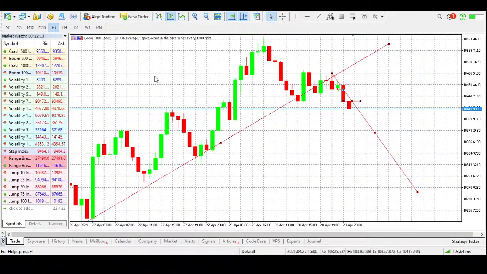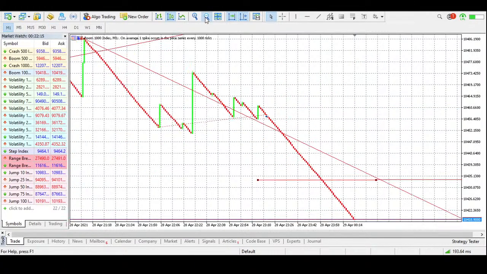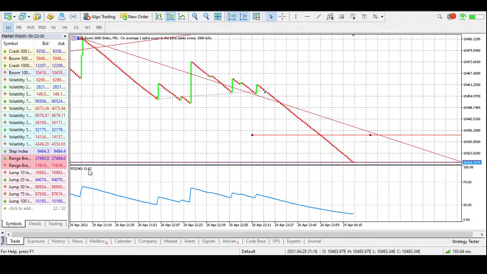Boom 1000 used to be my best market until it started disappointing me. Now if I insert my RSI 40, look at what it is, 13. This is a good buy point. Usually when I see something like this, I would actually buy. I won't sell along. I only sell along somewhere here.